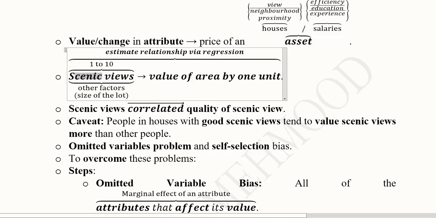If we focus on the housing example, the scenic views are one of the attributes that can affect the price of an asset. The scenic view, though it's an intangible thing, we can still try to value it, and we adopt a certain scale that starts from 1 and ends at 10. This is one of the ways. There can be other ways, but this is a very simple method of valuing the scenic views, and it can affect the value of the area by 1 unit. We can check that. And remember that such a calculation is adopted in regression, where we quantify the effect of one variable on the other.